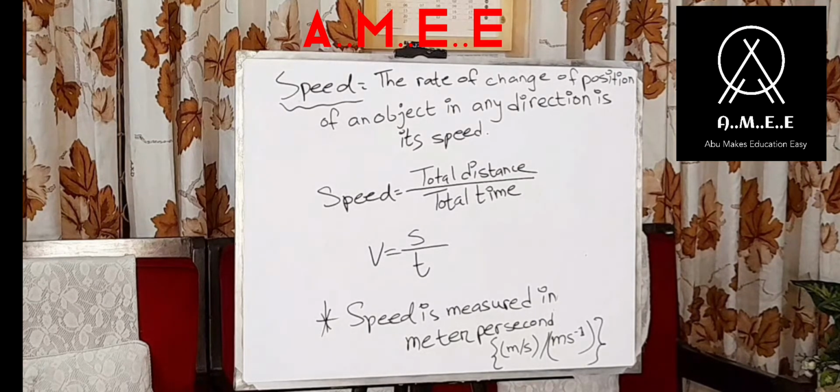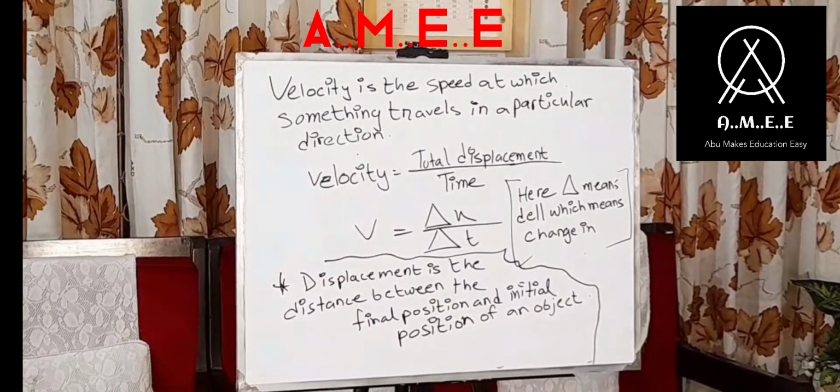Let me write the definition of velocity and displacement for you guys, and also the formula for velocity. As you are seeing here, I have written the velocity definition, the formula of velocity, and the definition of displacement. One thing I didn't say in this video is the meaning of this triangle. This triangle means del. Velocity is equal to total displacement by total time.